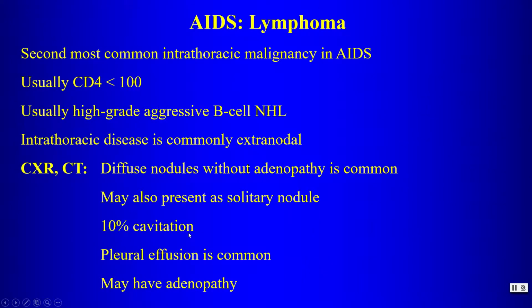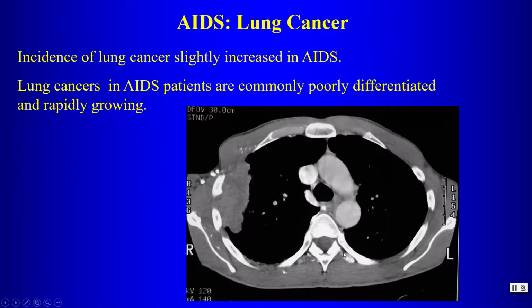So lymphoma is the second most common intrathoracic malignancy associated with AIDS. Usually CD4 count is less than 100. Usually it's aggressive B-cell non-Hodgkin's lymphoma. The intrathoracic disease may be extranodal. They don't have to have lymphadenopathy. They may have multiple nodules. And sometimes it can be associated with cavitation, and of course they might have lymphadenopathy.